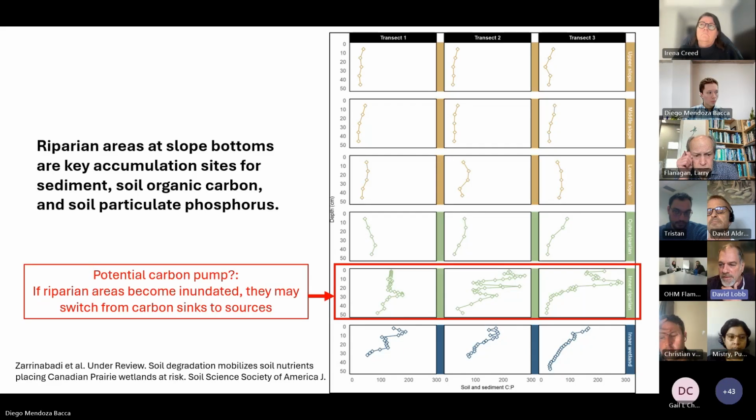The riparian area, which I've highlighted here, at the slope bottoms are key accumulation sites for sediment, soil that moves in as sediment, soil organic carbon, and soil particulate phosphorus, underscoring their role as natural filters or sinks that intercept sediment and nutrients before they reach wetlands. And so you should get a sense from that. And if we go to the next slide, I'll zoom in a little bit more so you can see it quite clearly.